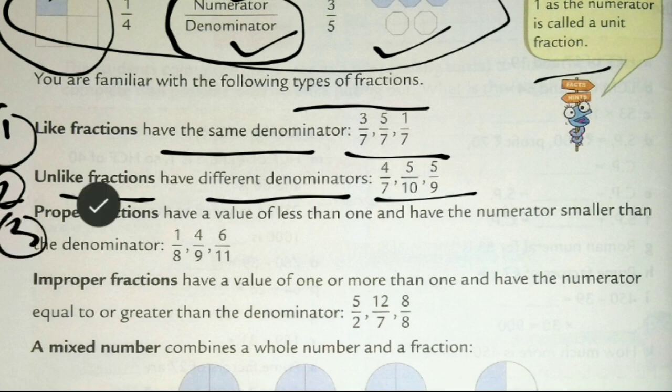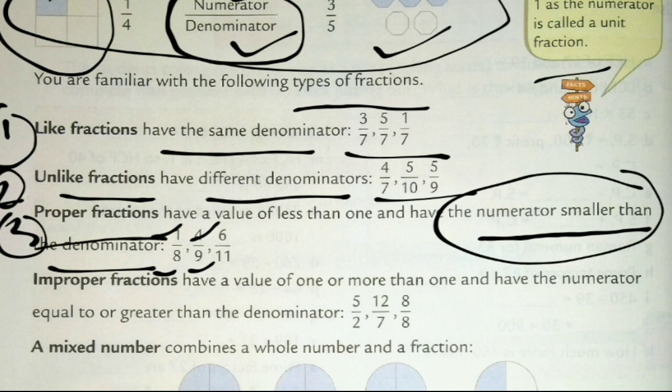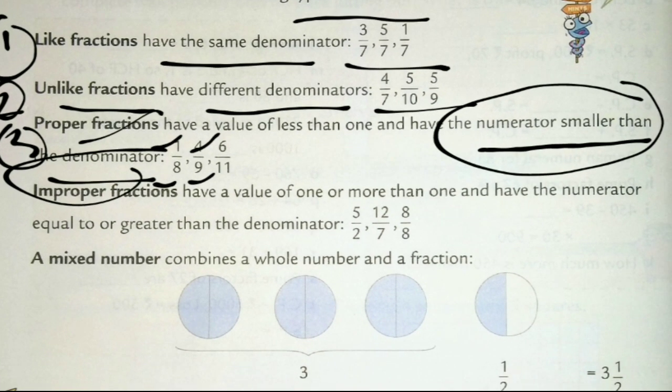In a proper fraction, the numerator is smaller than the denominator. For example, 1 upon 8, 4 upon 9. It means 4 is the numerator and 9 is the denominator. So, numerator is smaller than denominator, that is proper fraction.